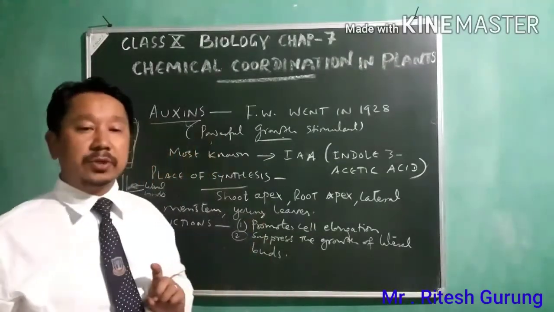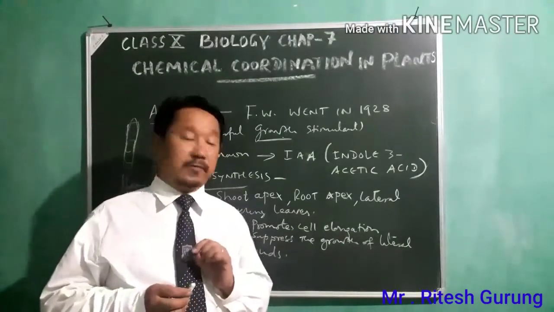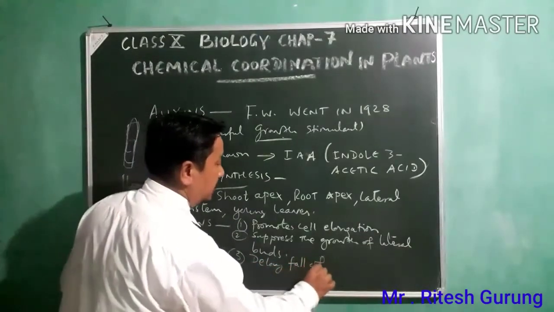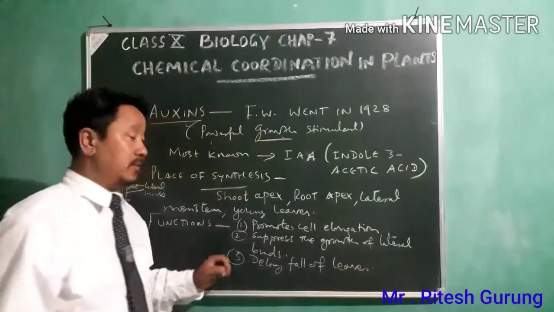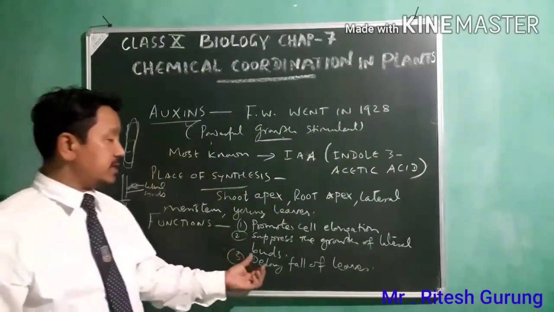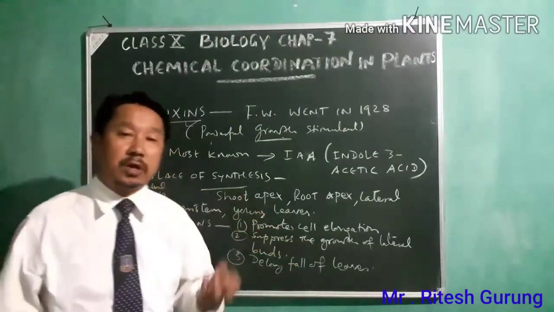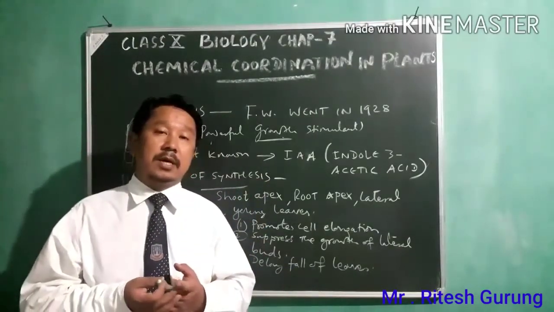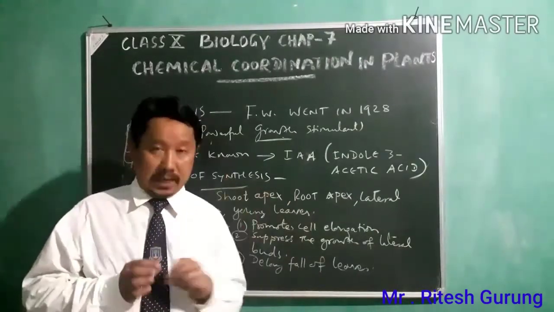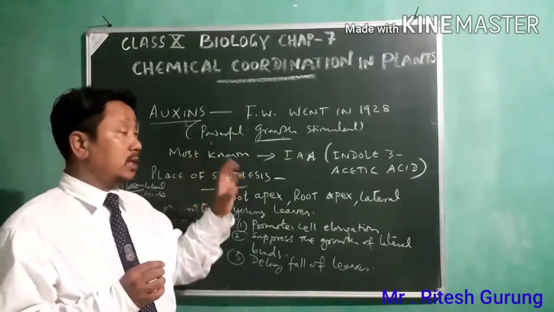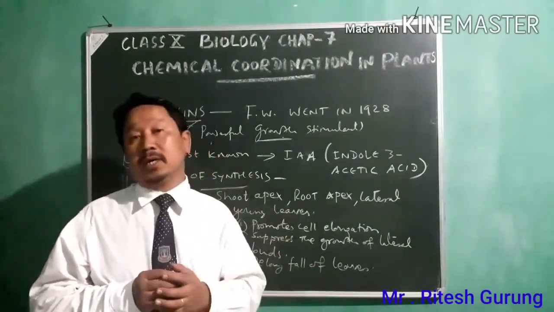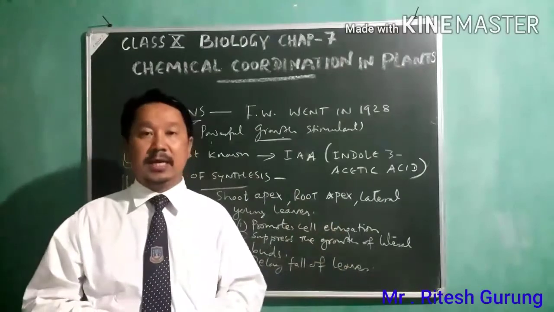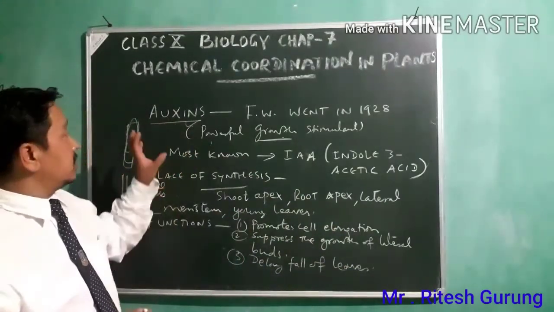Okay, number two. And number three, delay fall of leaves. That means it influences the leaves not to fall off soon. You must have seen plants sometimes losing their leaves early. But these auxins usually stop the early shedding of the leaves. It delays, so it slows down the process of falling of the leaves. So that's another important function of this auxin.